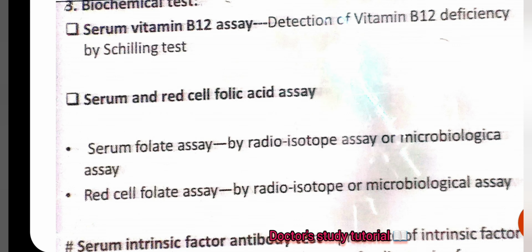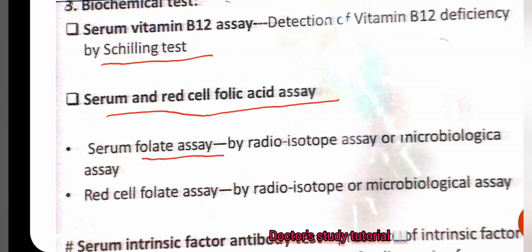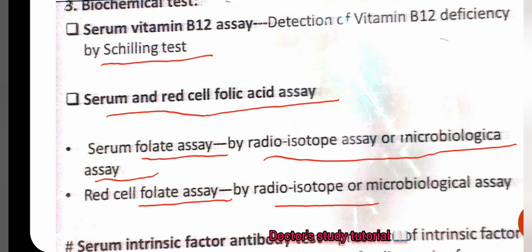Number 3 is biochemical tests. Serum vitamin B12 assay. Detection of vitamin B12 deficiency by the Schilling test. Then serum and red cell folic acid assay: serum folate assay by radioisotope assay and microbiological assay, and red cell folate assay by radioisotope and microbiological assay.